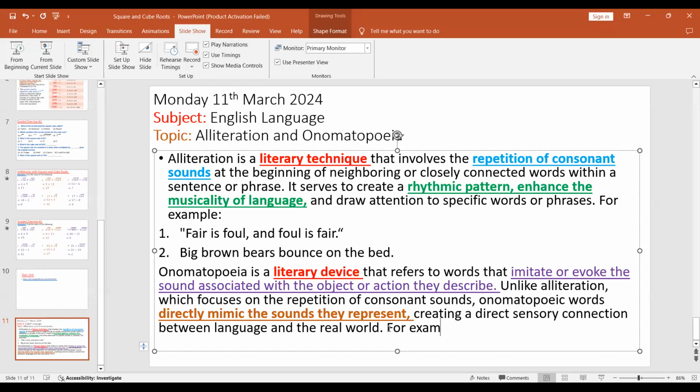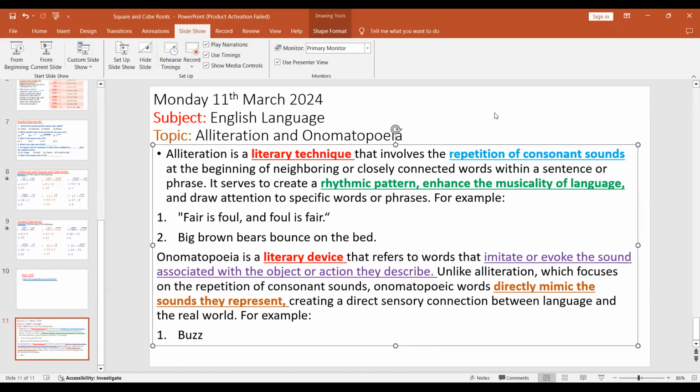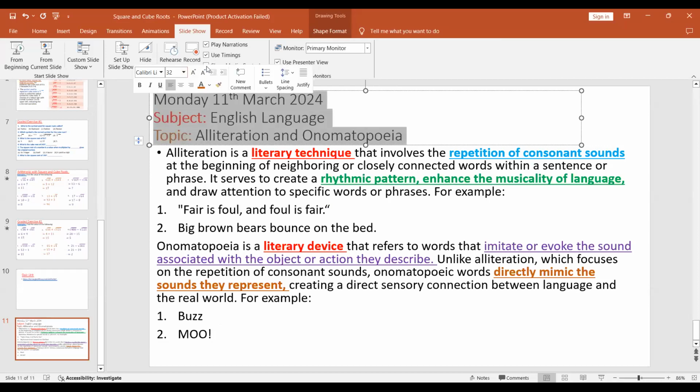So for example, number one, buzz, and number two, moo, moo. Obviously moo would be the sound of a cow. All right, so good. I think we're ready for the great exercise.